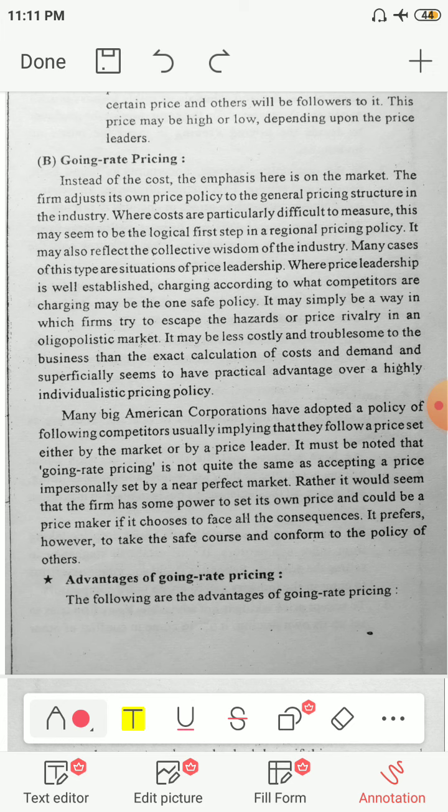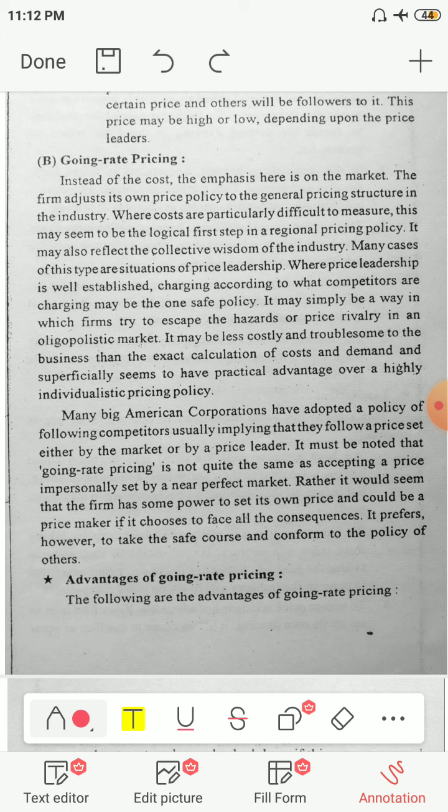Instead of the cost, the emphasis here is on the market. The firm adjusts its own price policy to the general pricing structure in the industry. Where costs are particularly difficult to measure, this may seem to be the logical first step in a regional pricing policy. See, the first method we have seen, the cost plus pricing policy, where we are calculating cost.